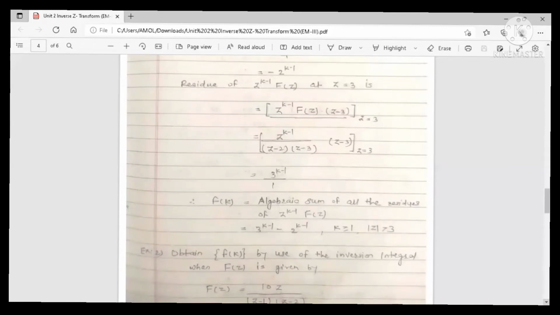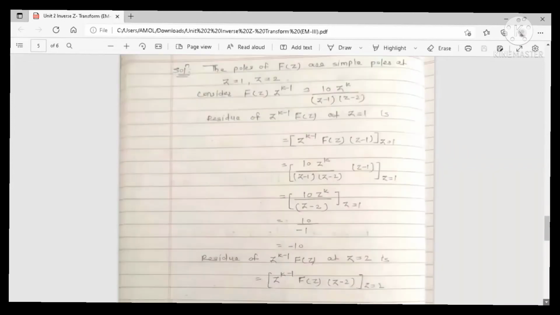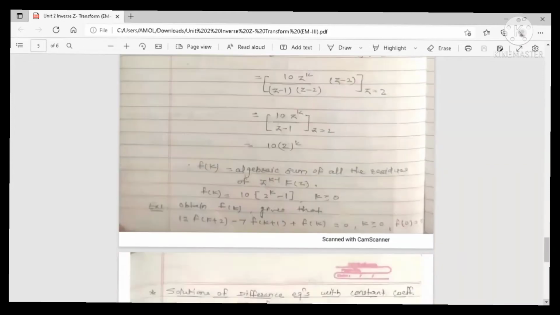Similarly, we can obtain the sequence f of k by use of the inversion integral method, when f of z is given by f of z is equal to 10z upon z minus 1, z minus 2. Okay. We can solve this example like the previous one. We get the answer here.